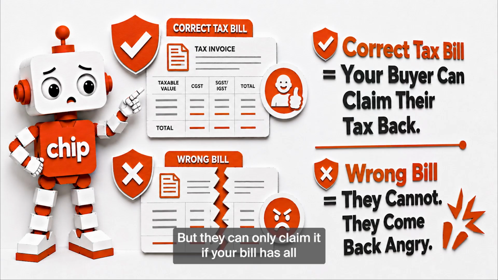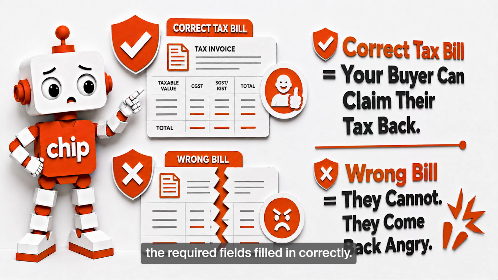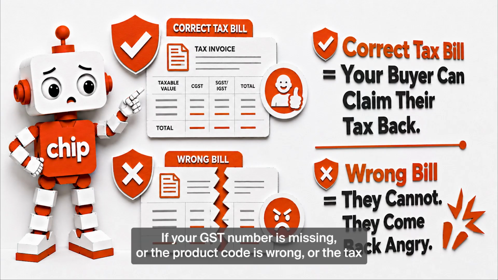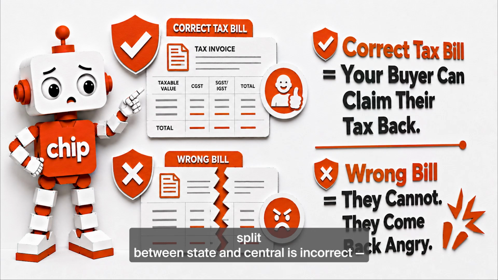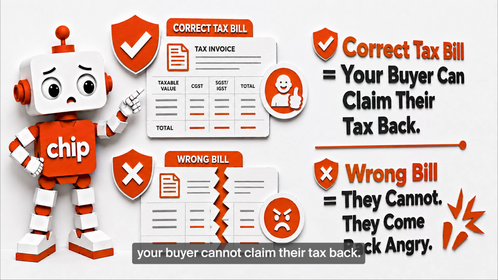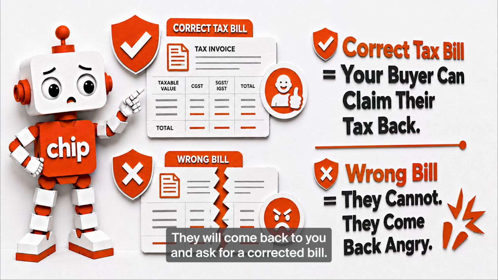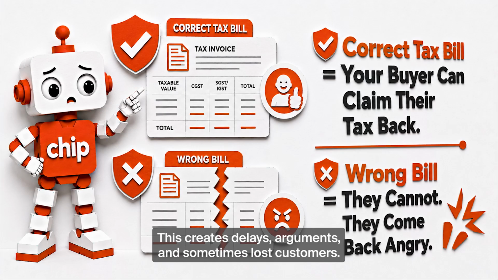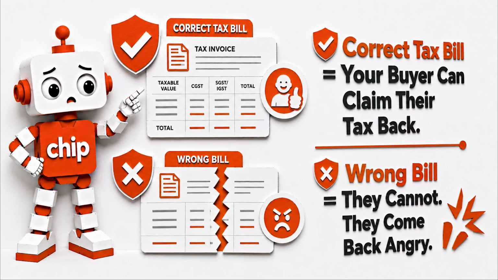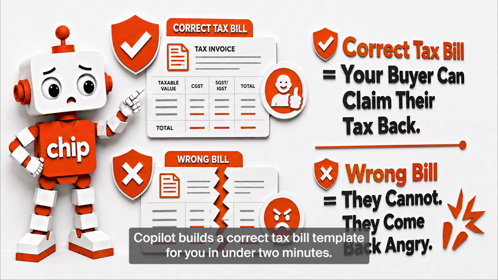But they can only claim it if your bill has all the required fields filled correctly. If your GST number is missing, or the product code is wrong, or the tax split between state and central is incorrect, your buyer cannot claim their tax back. They will come back to you and ask for a corrected bill. This creates delays, arguments, and sometimes lost customers. Copilot builds a correct tax bill template for you in under 2 minutes.